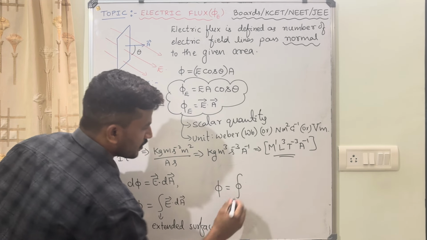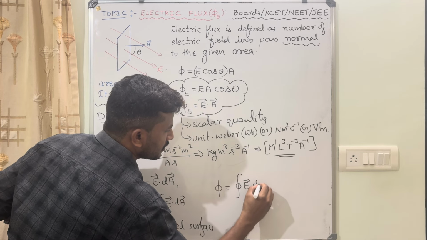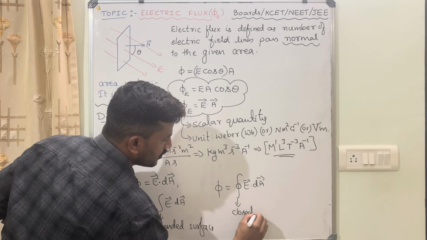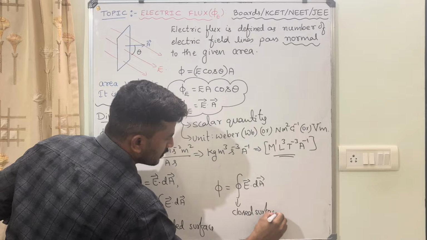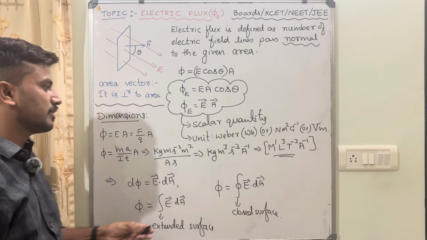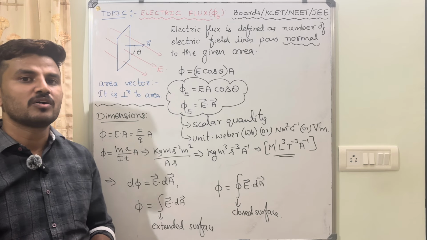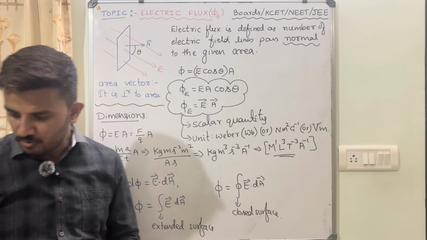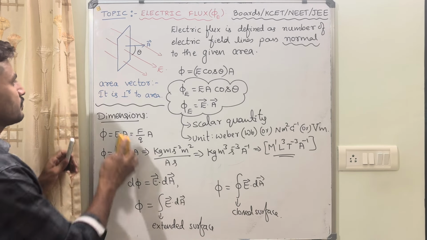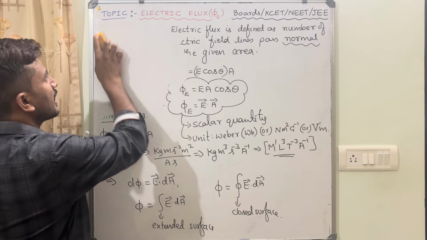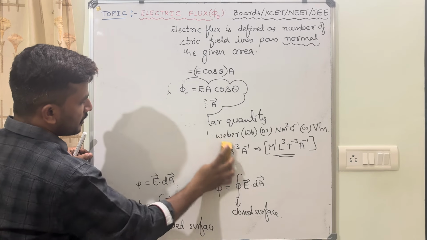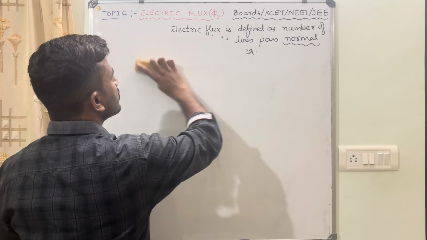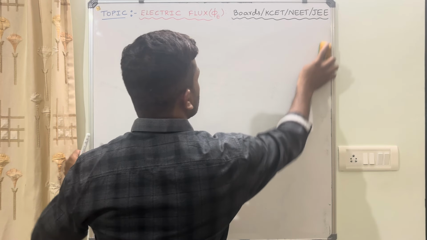This is for closed surface, E dot dA for closed surface, phi is equal to the closed integral of E dot dA. So this is about the basics of electric flux in terms of E and A, okay. Now let us take one more situation. Sir, when do we get maximum electric flux and when do we get minimum electric flux? We'll discuss about it now, okay.